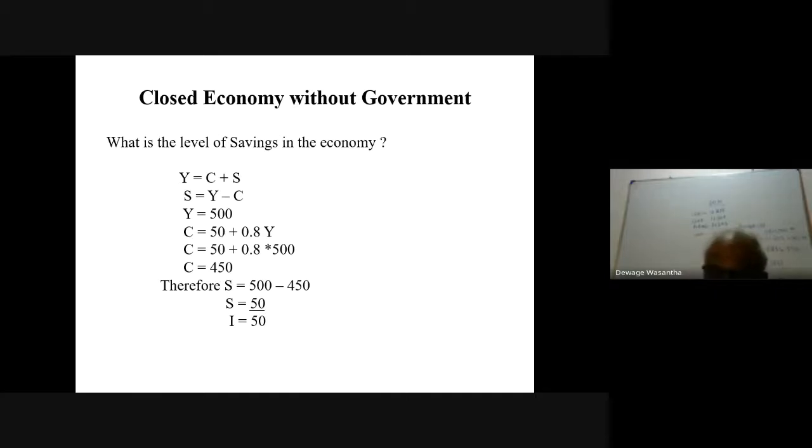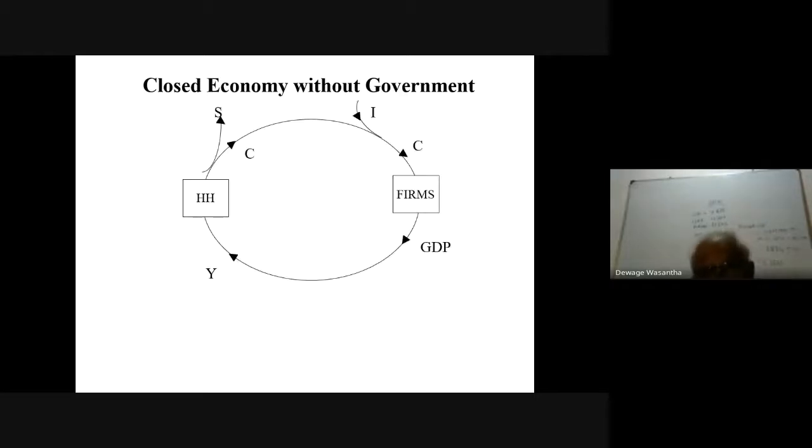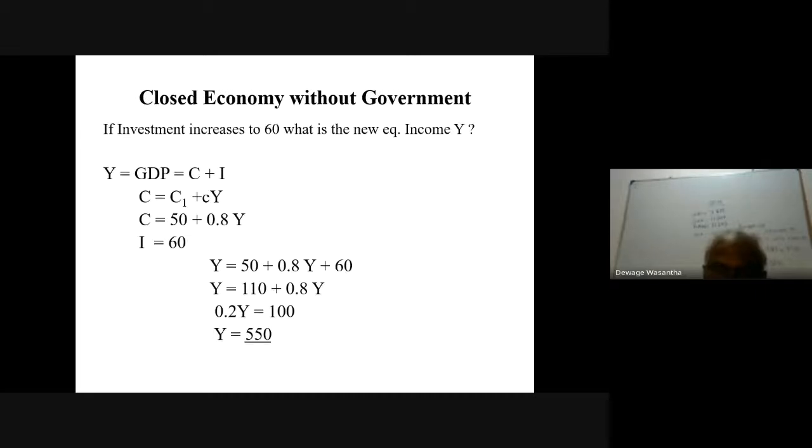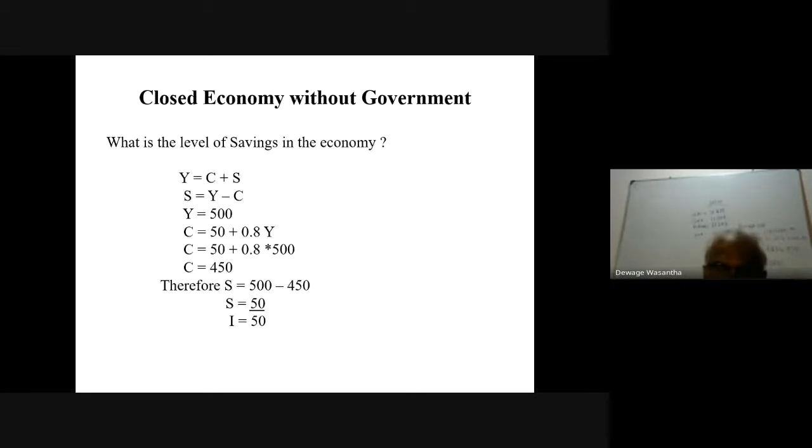Investment is 50, because I used the other way around. We know investment in this model is 50. Therefore we have proved that savings should be 50. Then consumption is 450. But in this question, we have calculated the other way around.